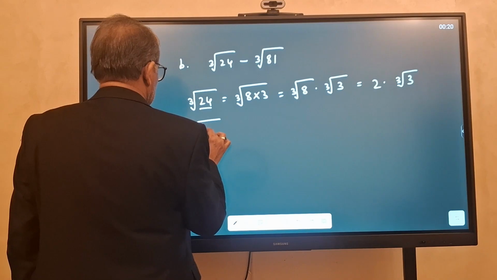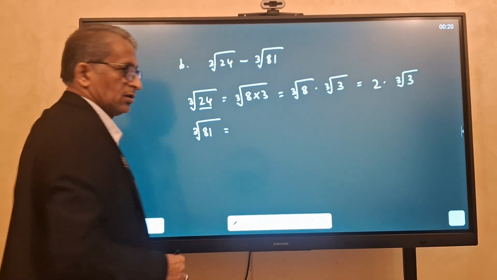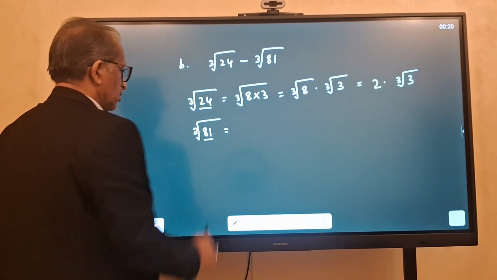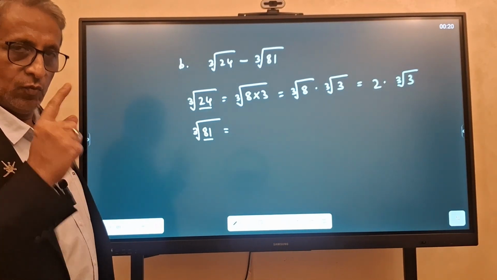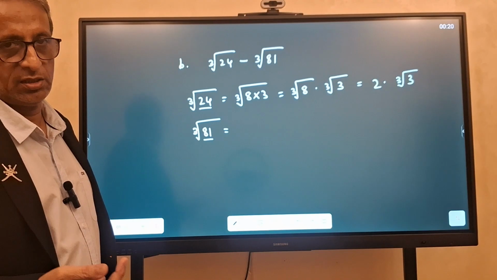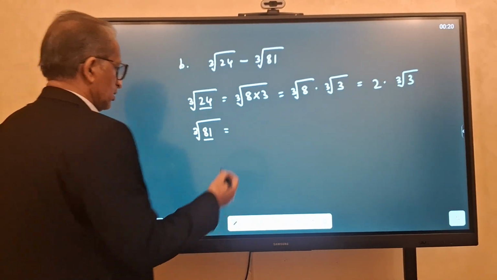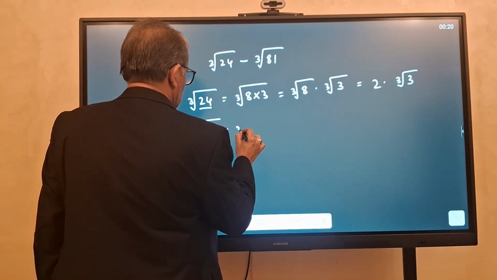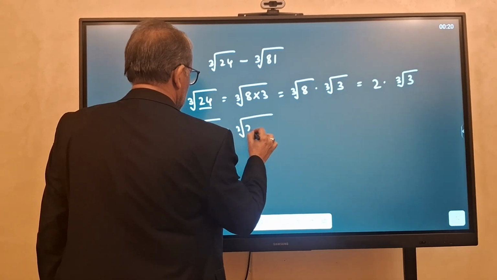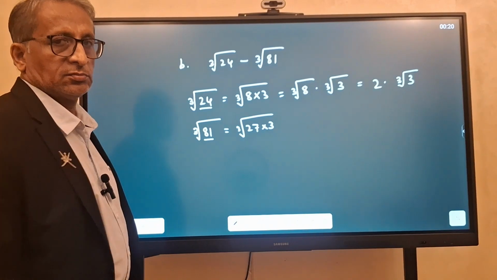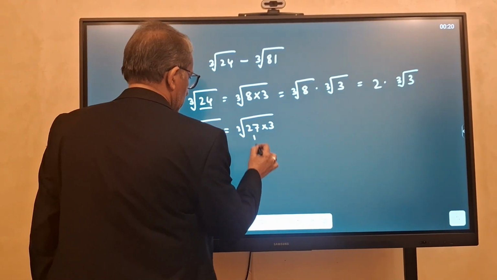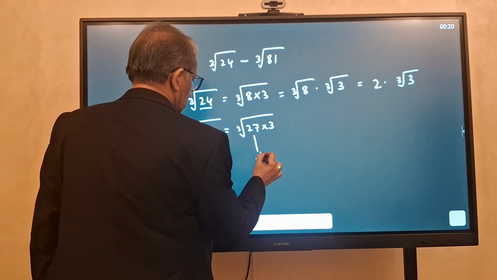Cube root of 81. Find the factors of 81. Two factors: one is a perfect power of 3. So I can write this as 27 times 3, because 27 is 3 to the power 3.